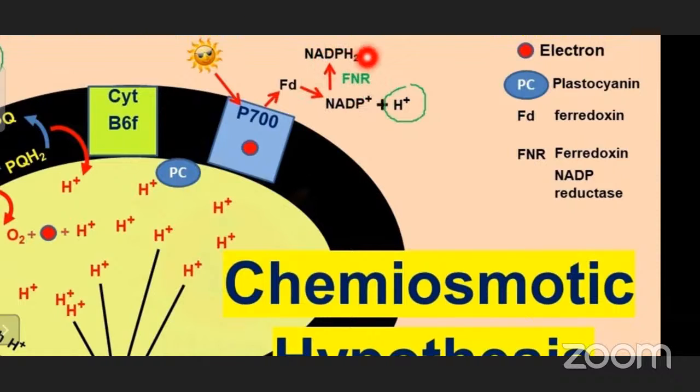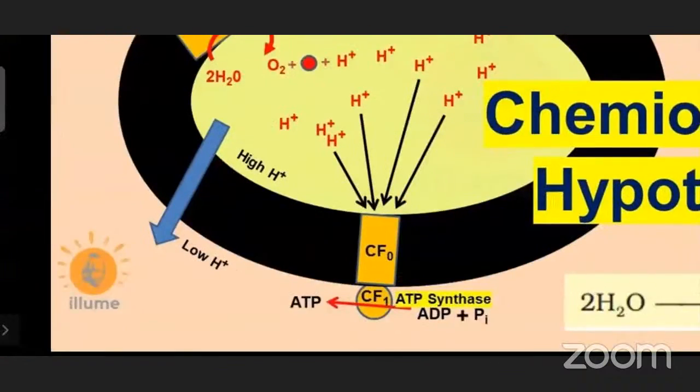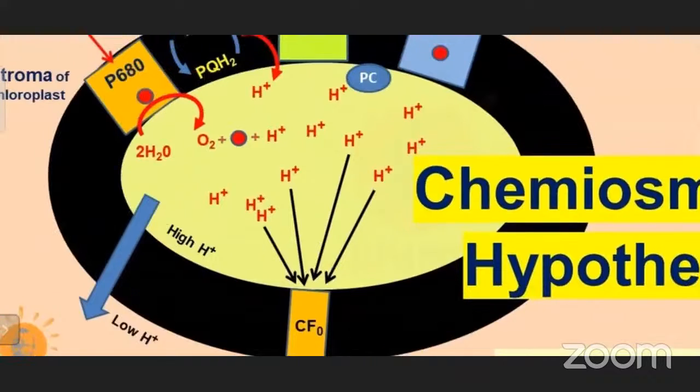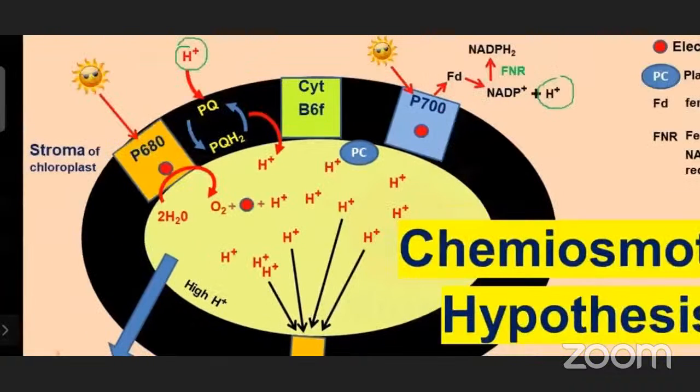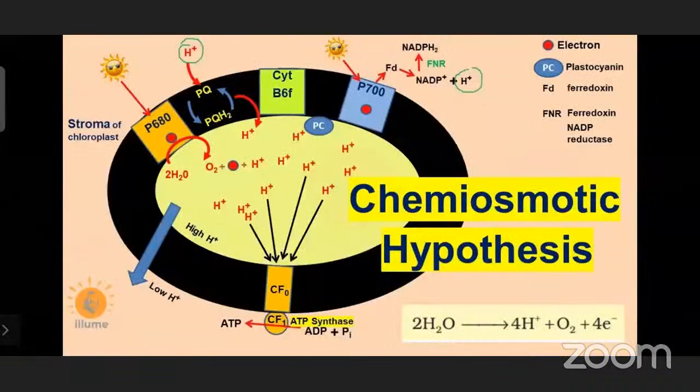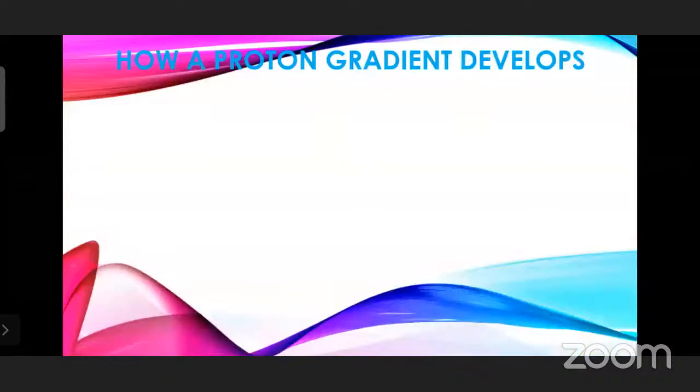Okay, so this is the final end product of the light reaction: NADPH2, ATP and oxygen. Oxygen, NADPH2 and ATP are going to form. This is the overall concept of the chemiosmotic hypothesis. And here the water molecule equation is also given. Two molecules of water, when splitting, give 4 protons, 1 oxygen molecule and 4 electrons.